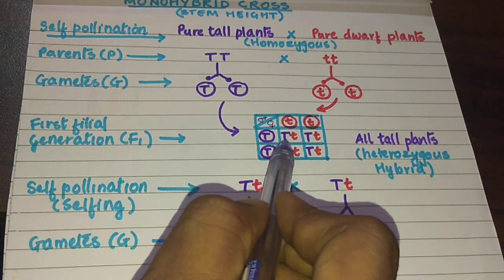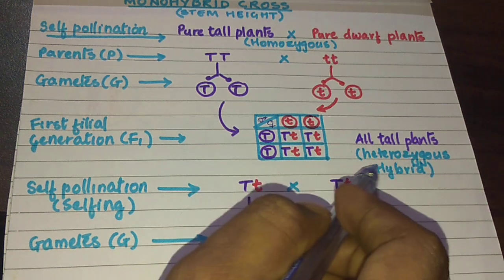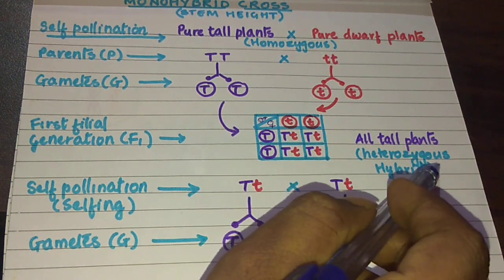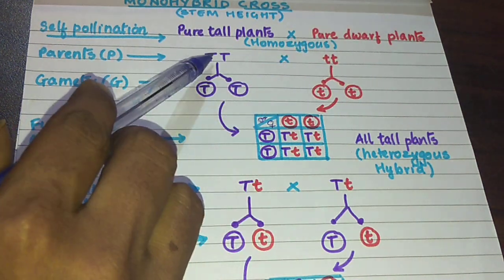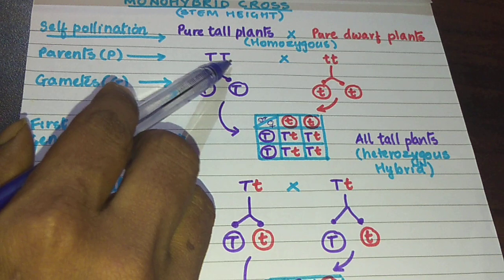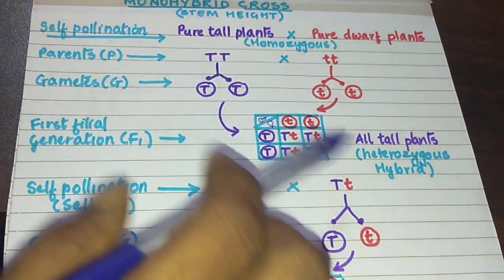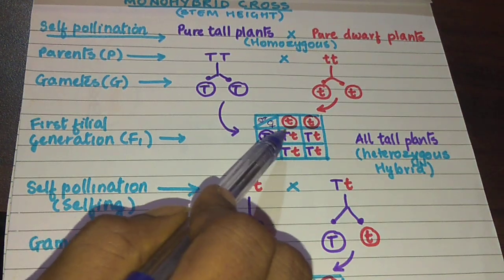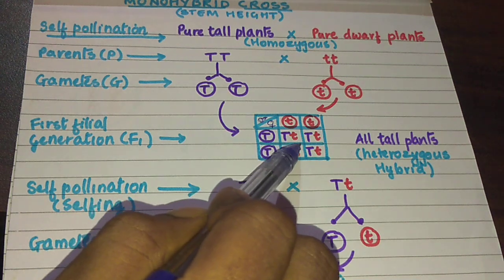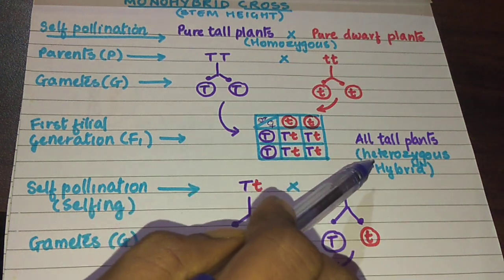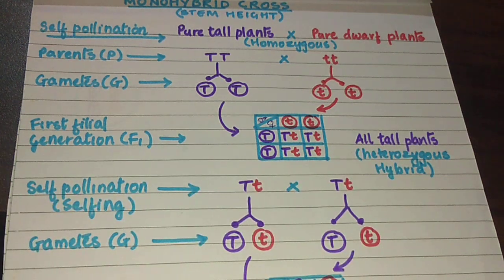Since this offspring has the recessive gene too, we call it hybrid or heterozygous, whereas the parents we call homozygous, since both the alphabets shown are pure forms, capital T or small t. Here it is hybrid since there is a combination of two genes from both the parents seen in the offspring. Therefore they are called heterozygous or hybrid tall plants.